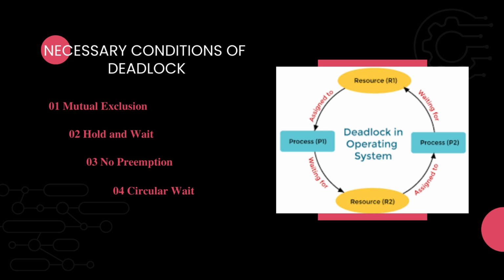Circular wait. The diagram on the right shows a circular chain between process 1 and process 2, where each of them is waiting for a resource held by the next process in the chain. This creates a circular relation between these processes and they have to wait forever to be executed.